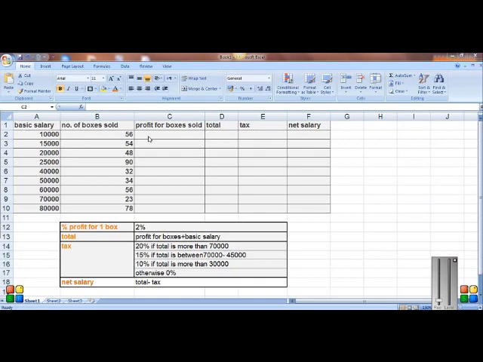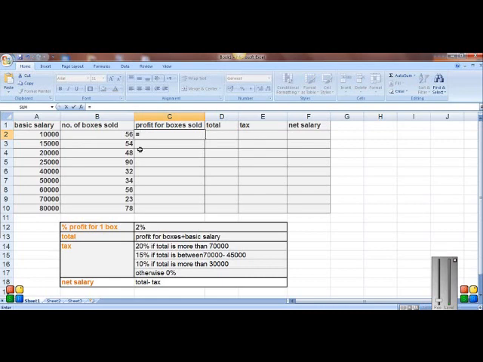So first of all, let's say that this is question number A. We have been told that the profit you get for each box you sell is 2% of the basic salary. So how much will be the profit for all the boxes you sell? First of all, we will write an equation, and we know that in Excel every equation starts with the equal sign. What do we want to find out? We want to find out how much this man is going to get because of selling 56 boxes.